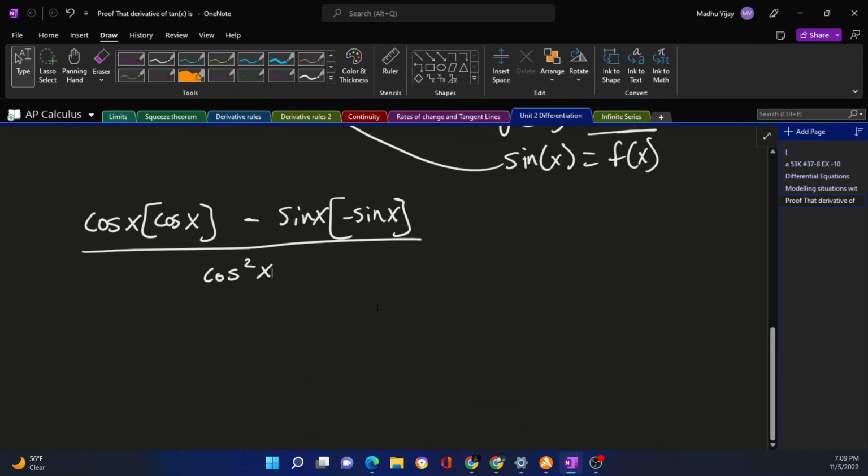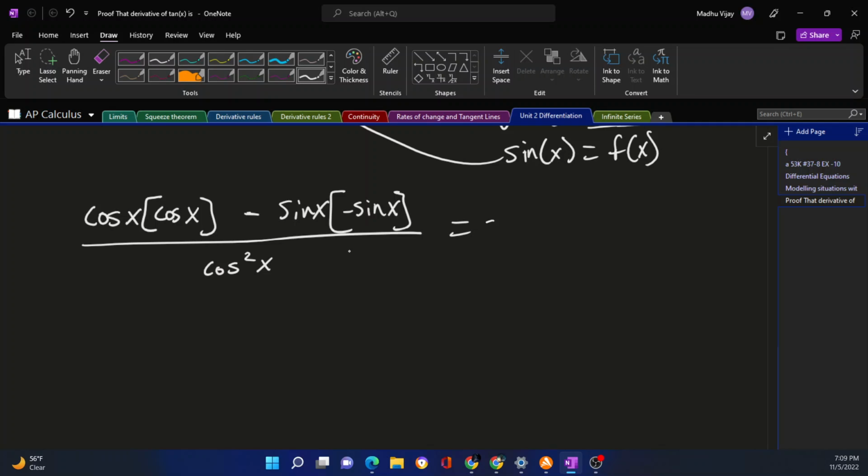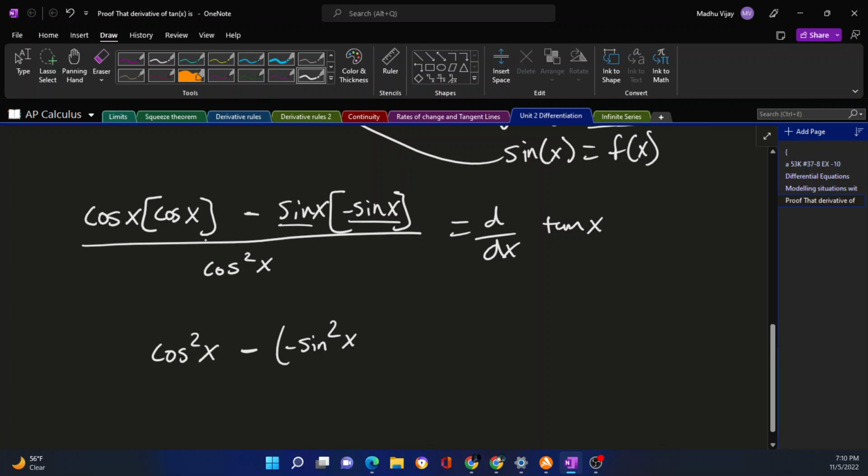Now let's clean this up a little bit and simplify. Cosine x times cosine x gives us cosine squared x, minus sine x times negative sine x, which gives us a negative sine squared x. This turns into a positive, so cos squared x plus sine squared x. And then we have our bottom function, which is cosine squared x in the bottom.